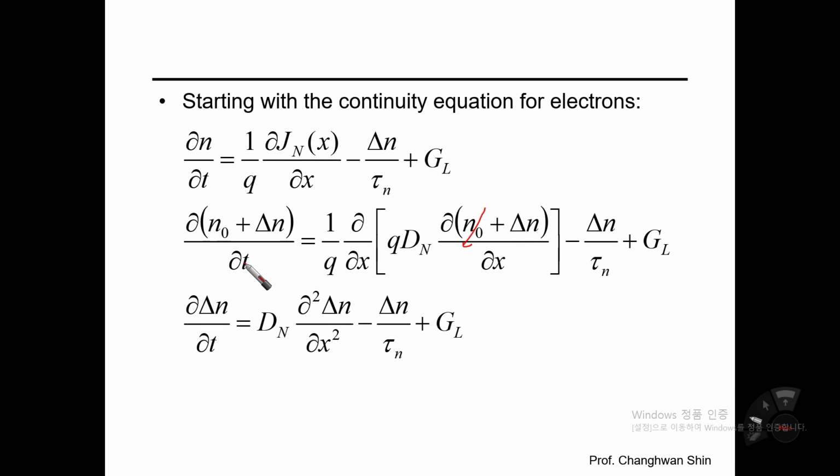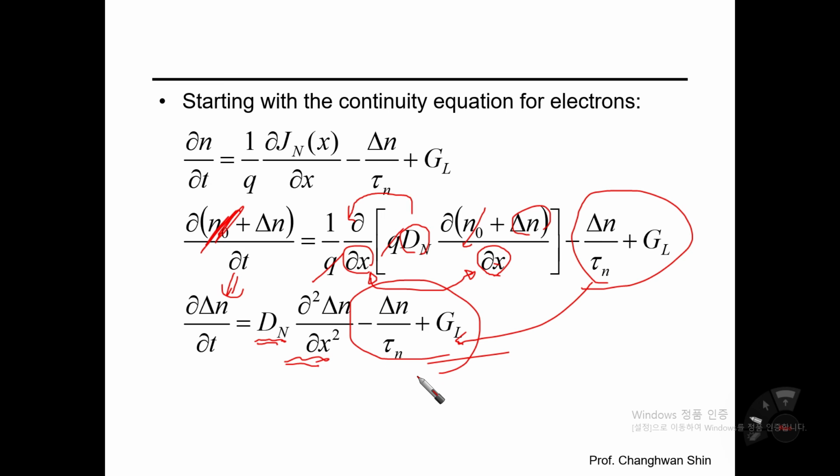Now let's rearrange all the terms. Here we can remove, and then you're going to get this. Here q and q cancel out, and Dn is a diffusion constant, right? So the constant can be placed here, and you take a derivative of delta n with respect to x two times. So you take a second-order derivative of delta n, and these two terms are still existing as they are. All right, we are almost done.